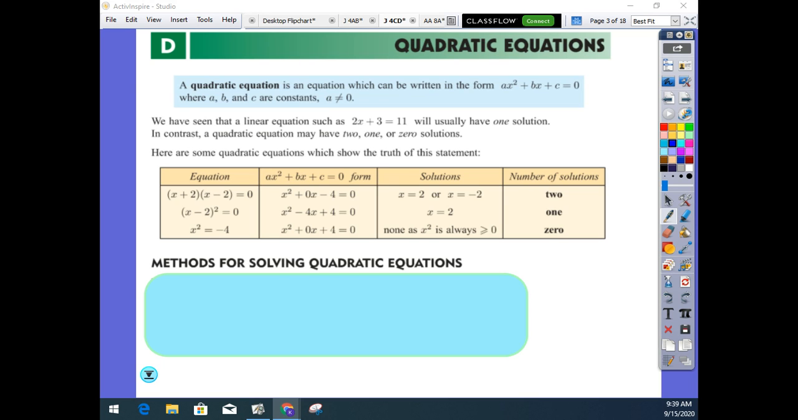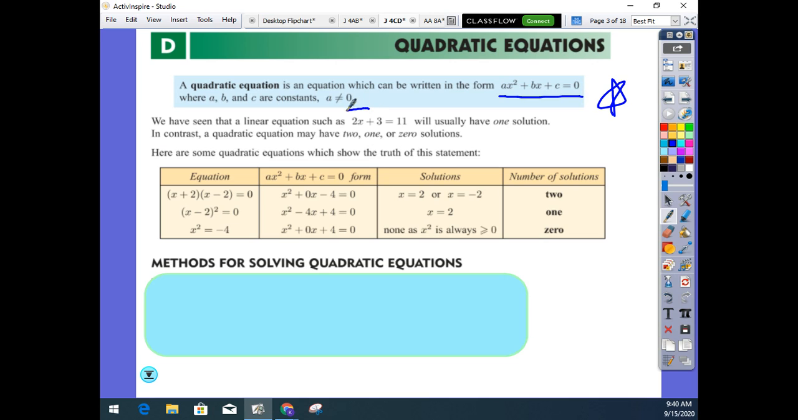Okay, I'm going to say this is going to be one of the more important lessons right now, and that's solving quadratic equations. So, first of all, a quadratic equation is just an equation that can be written in this form that has an x squared. All equations that have x squared as the highest exponent are quadratic.